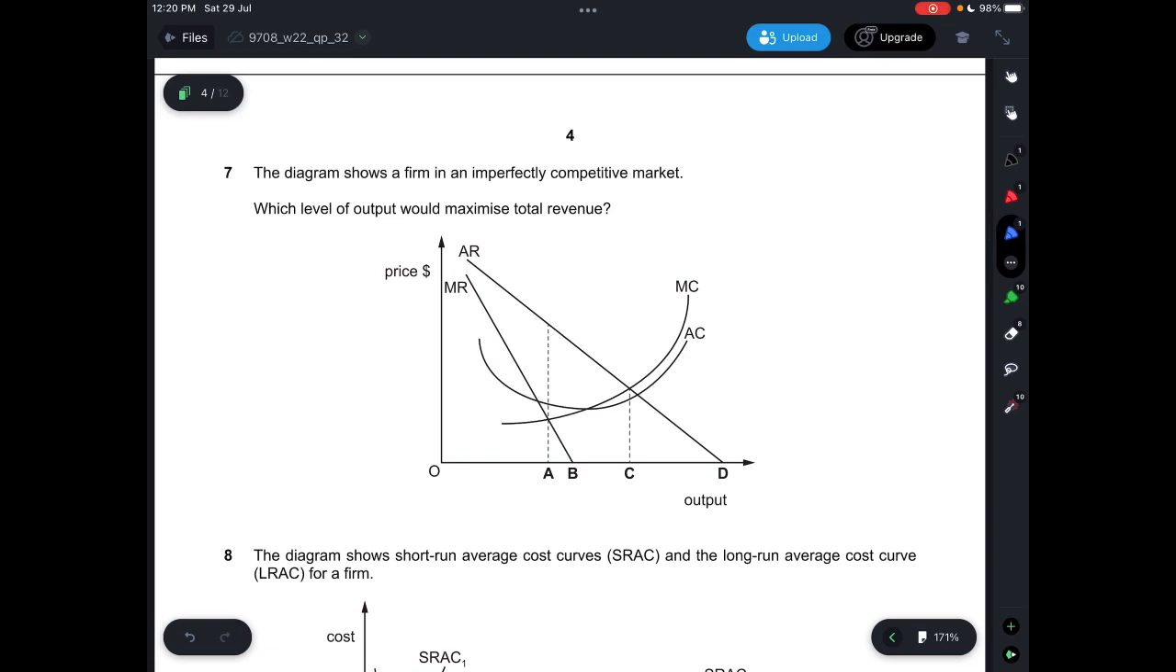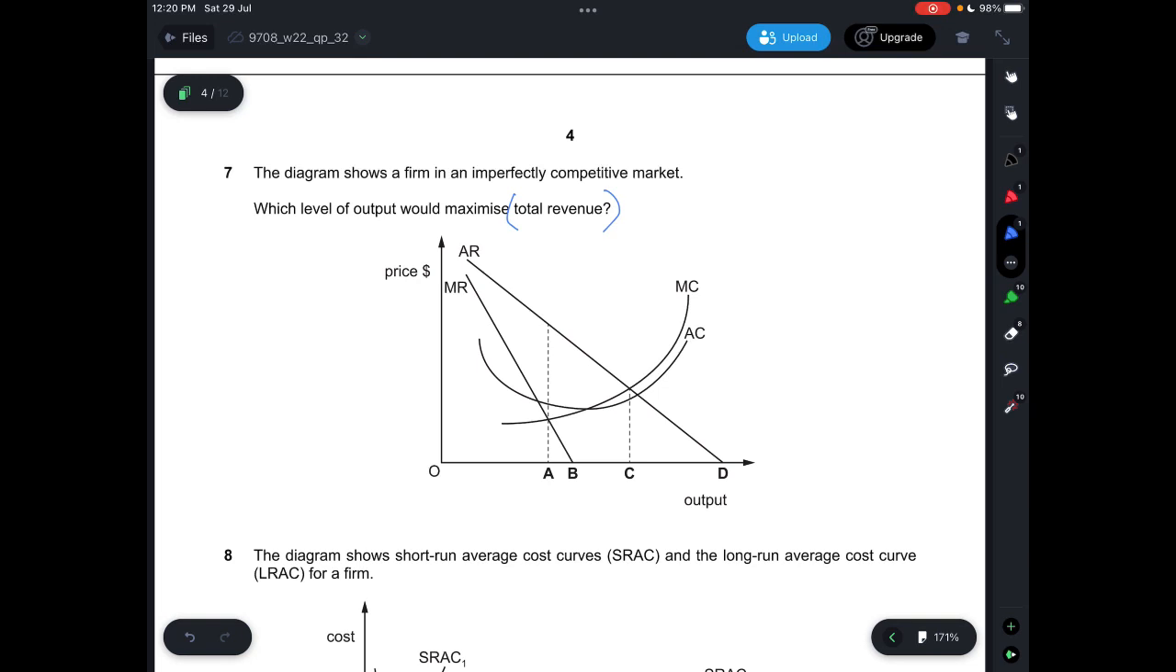Question 7, the diagram shows a firm in an imperfectly competitive market and which level of output would maximize total revenue. So you have to remember that this is total revenue. Okay, so when we want to maximize total revenue, let's look at the four options here.